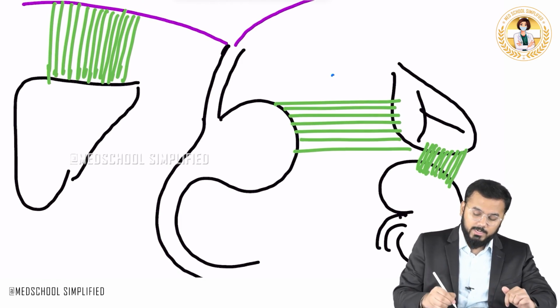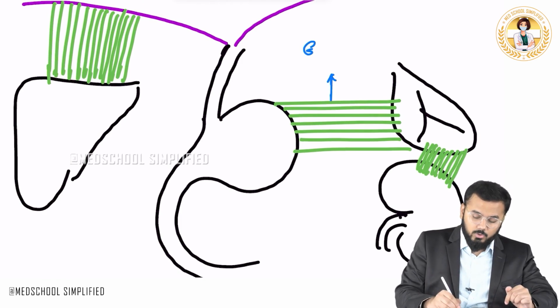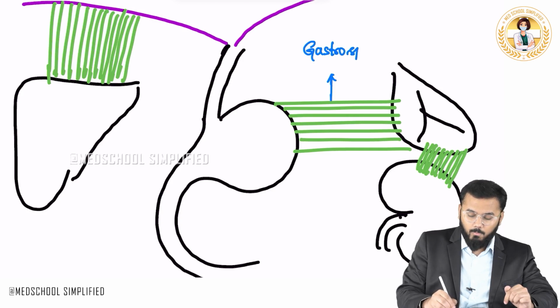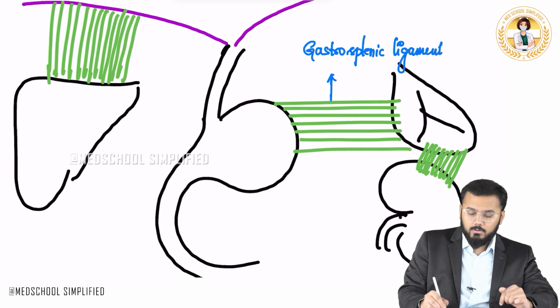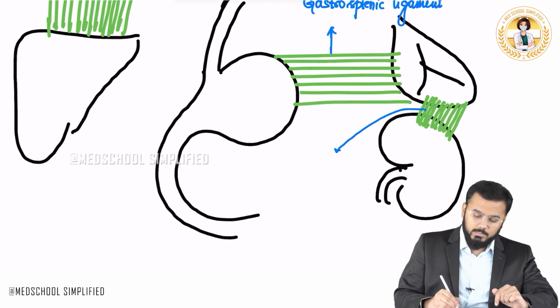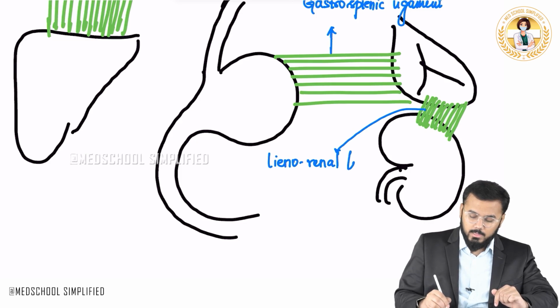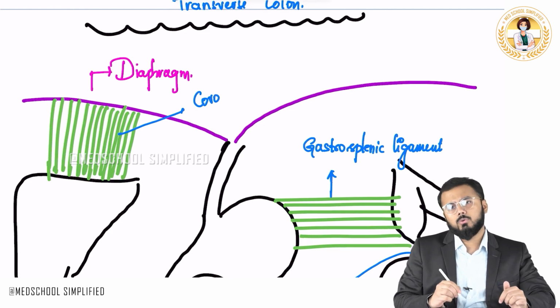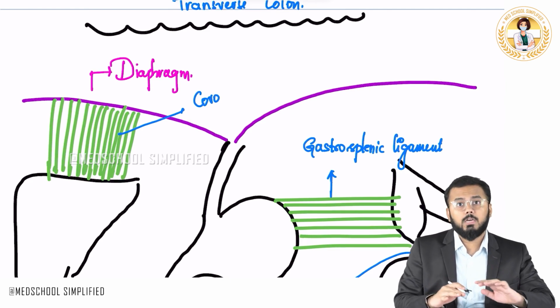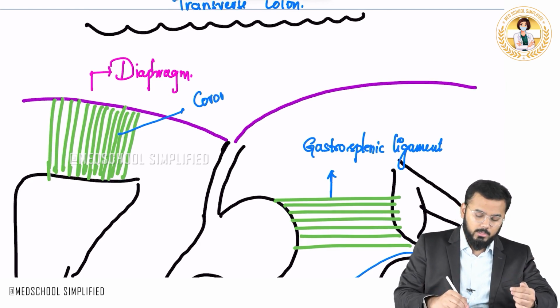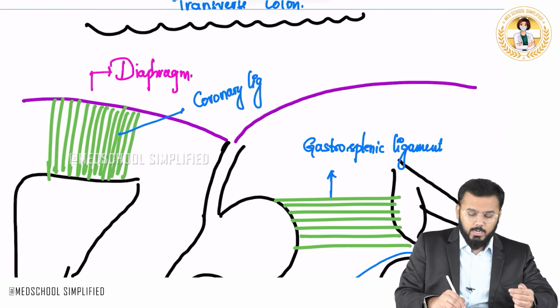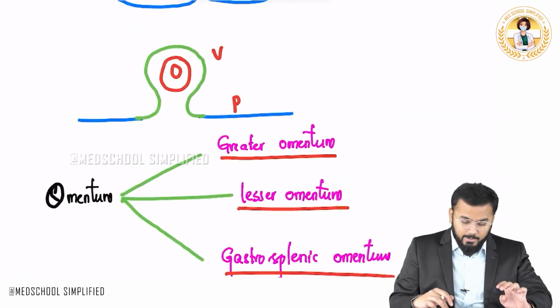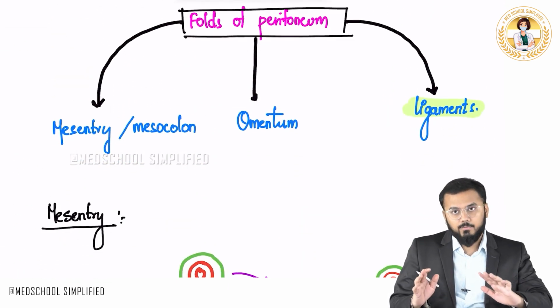So I have drawn this. Let us say this ligament over here is called as gastrosplenic ligament. This ligament over here is called as lienorenal ligament, and this ligament over here is called as a coronary ligament. Why are you calling it as coronary? Because it is present on the top of the liver, the crown of the liver. So crown is called coronary ligaments.